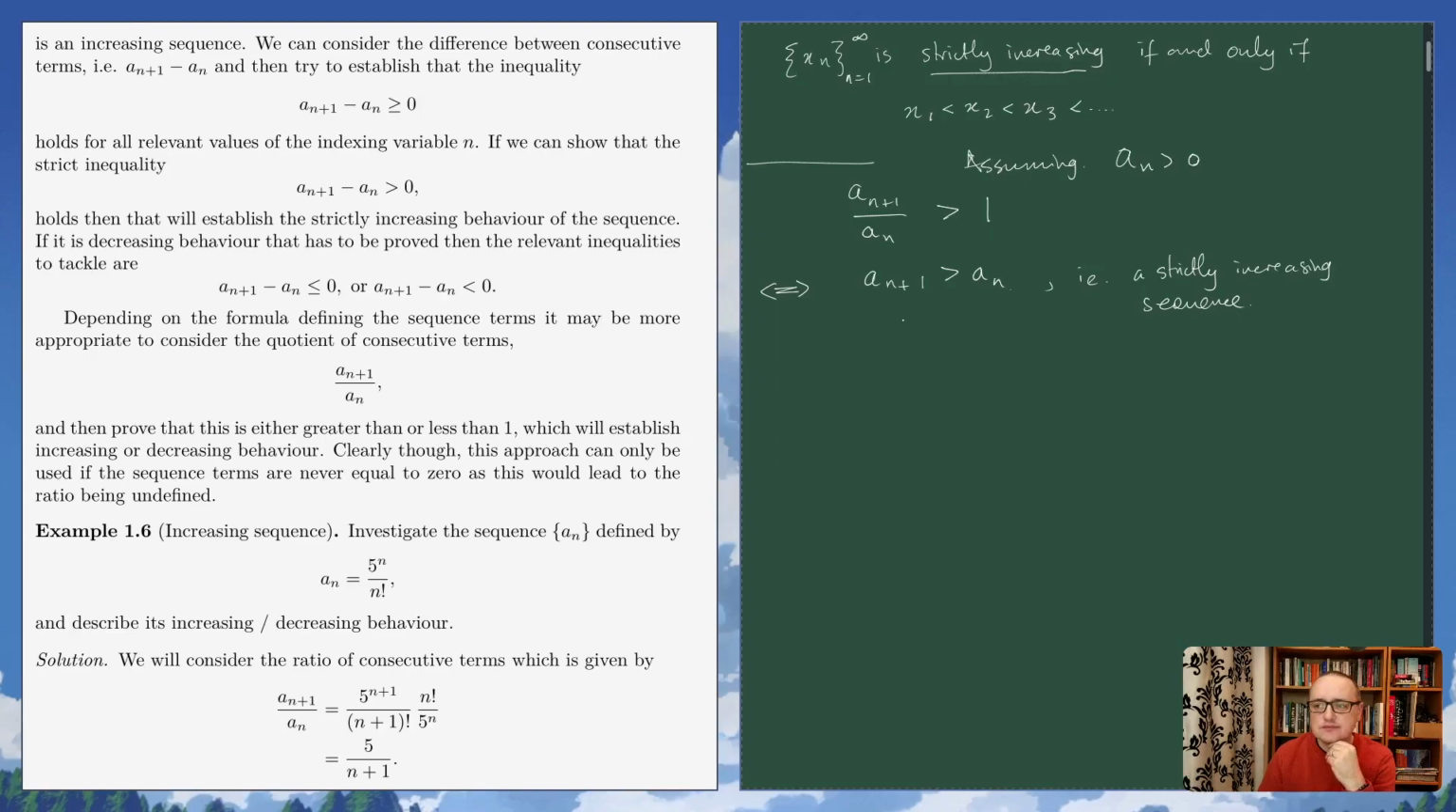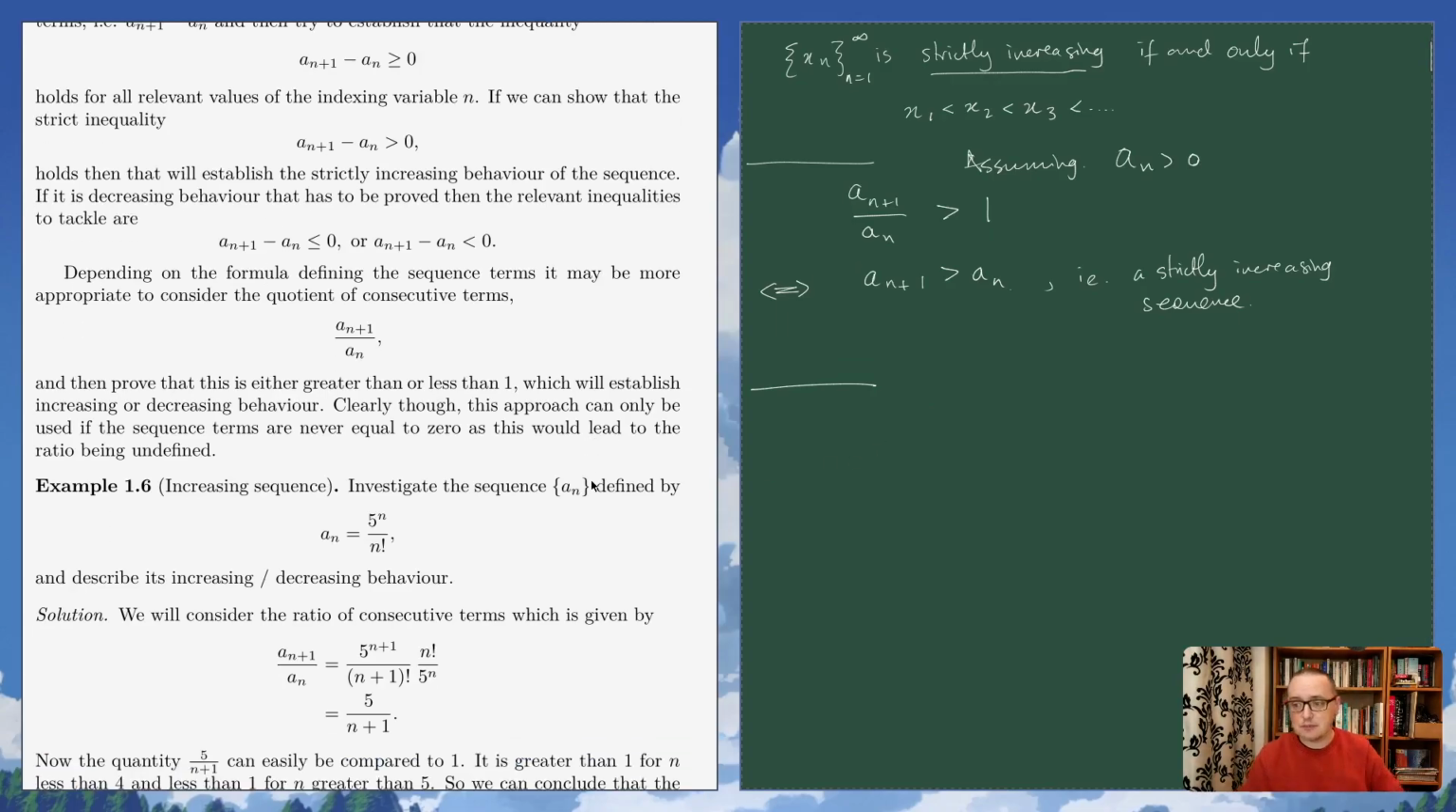So this gives us two ways to investigate the monotonic behavior. You can either examine the difference between neighboring elements and compare it to 0, or you can examine the ratio between neighboring elements of the sequence. If you know that they're all positive, examine the common ratio and compare that to 1. And if it's bigger than or less than 1, you'll be able to draw the conclusion about the sequence increasing or decreasing. So here's an example that we can work through, example 1.6.